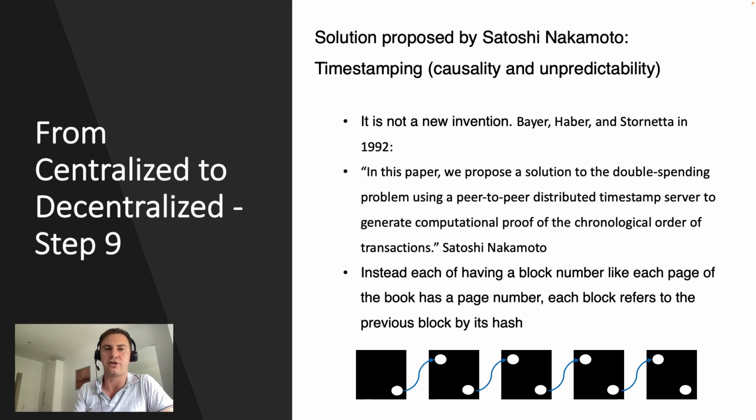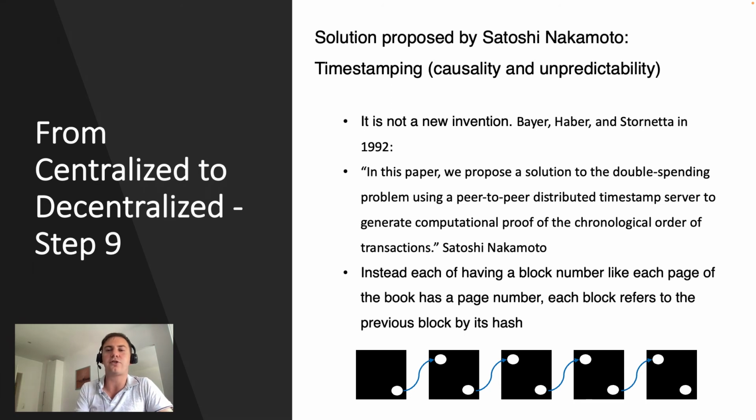So now, with this knowledge, let's go back to the solution proposed by Satoshi Nakamoto. It's called timestamping and it also uses causality and unpredictability. Firstly, it is not a new invention. In fact, Bayer, Haber, and Stornetta in 1992 said that to establish that a document was created after a given moment in time, it is necessary to report events that could not have been predicted before they happened. And this is exactly the case. The kidnappers could not have predicted which newspaper it would be, but they used the newspaper once it was created, something with unpredictable content, to demonstrate that their picture was taken after this event.